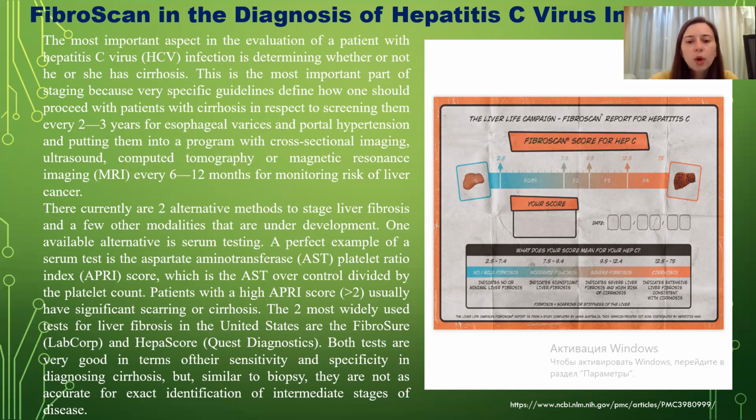And the most widely used tests for liver fibrosis in the United States are the FibroSure and HepaScore. Both tests are very good in terms of their sensitivity and specificity in diagnosing cirrhosis, but similar to biopsy, they are not as accurate for exact identification of intermediate stages of disease.